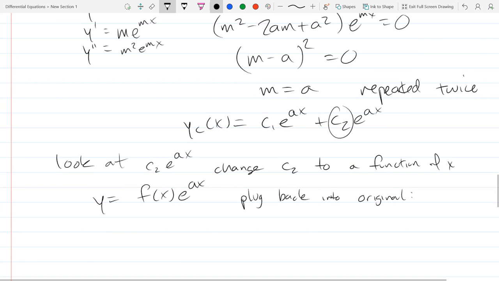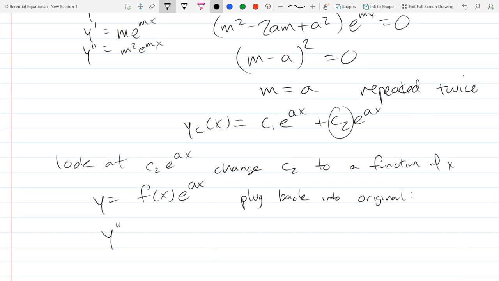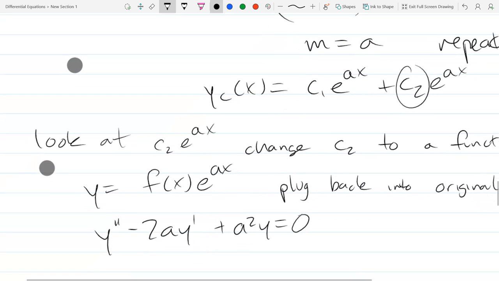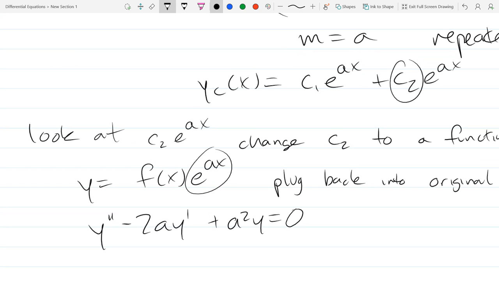So I'll rewrite the original here. It was y double prime minus 2a y prime plus a squared y equals 0. We still have the same second part of the function, but we're widening it; we're really not putting any restrictions on our coefficient. Before, we assumed it had to be constant. So now we're loosening that restriction and saying, hey, just put something in front of it. The only restriction is that it's a function of x, not a function of y, or y and x. So that's the only condition we're putting on it.